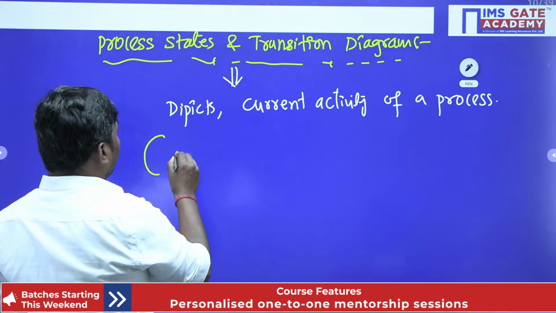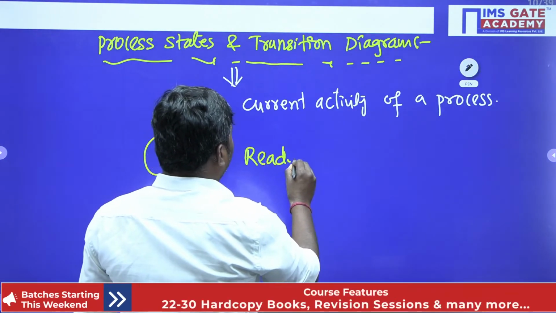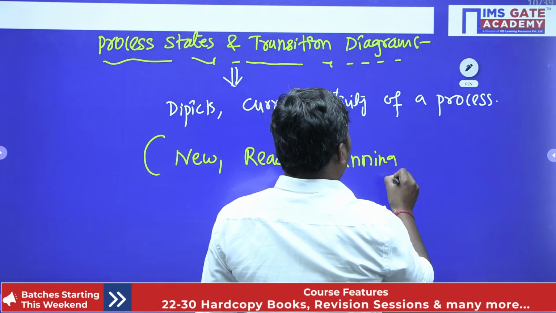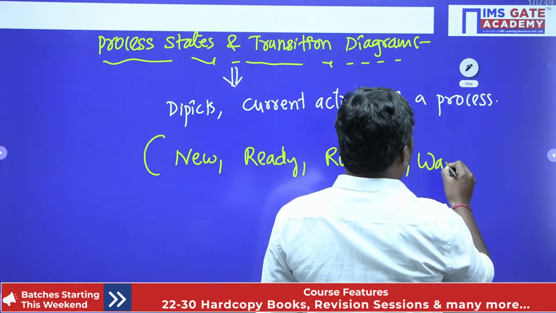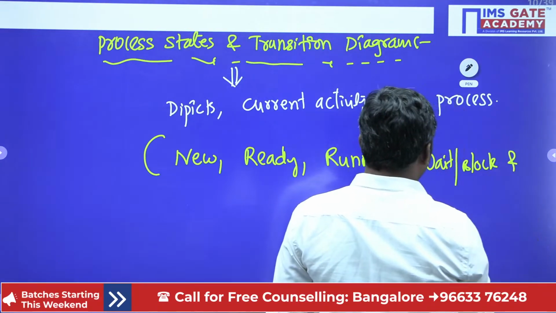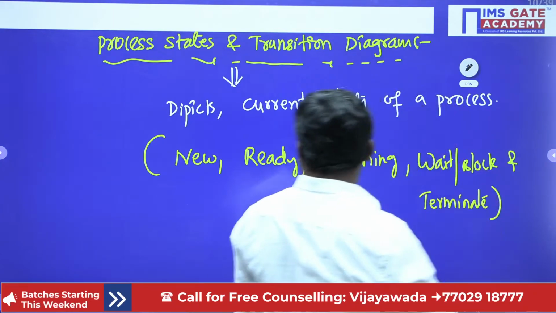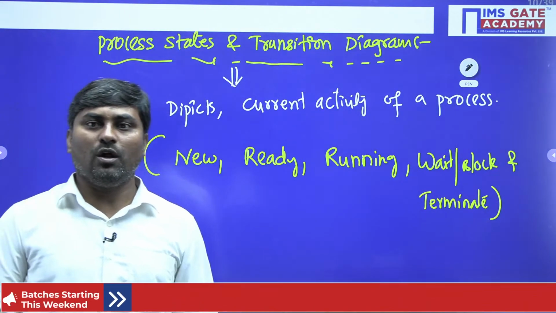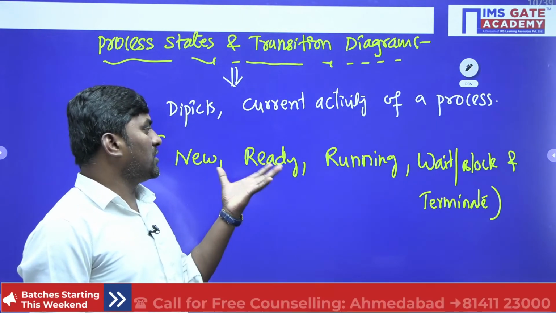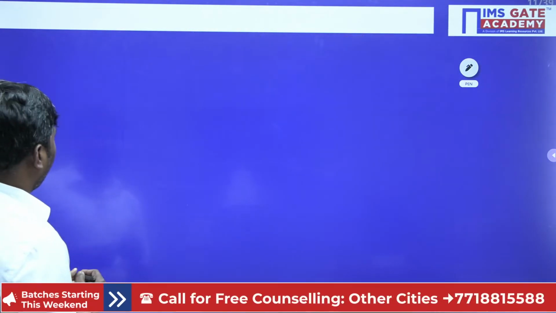Fine. What are the states I mentioned? New state, ready state, running state, wait or block state. The last one is what? Terminate. These are the 5 states we have seen, right? Yes or no? Now let us see the various transitions on these states. Please observe clearly.